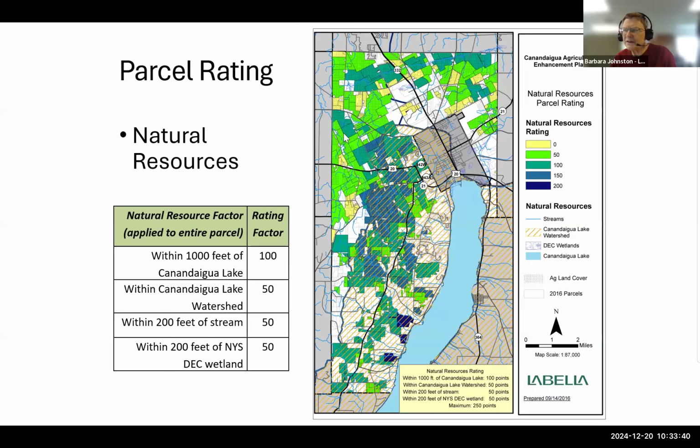So I think I'm going to pause on the natural resources factors, and I'm not going to keep sharing the map, because I'd like to hear what you want to accomplish. I'm going to go back to the PowerPoint. I think I need a little more guidance on what you want to accomplish with the map, how we want to capture some of the natural resource value.